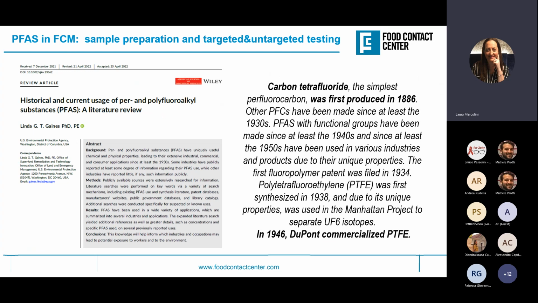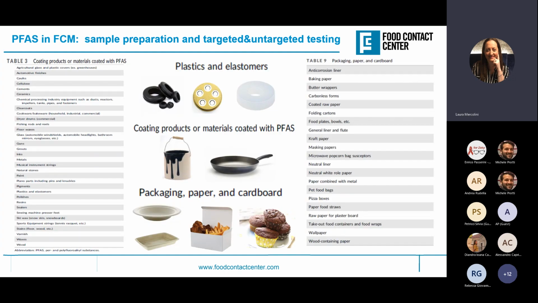About the historical use, I found this review very, very interesting. Here we can read that carbon tetrafluoride, the first perfluorocarbon, was produced many years ago. Then some research was done, and finally we all know that DuPont was the first company to commercialize PTFE. In the same review, we can find some tables with the different kinds of application in our field, in food contact materials.